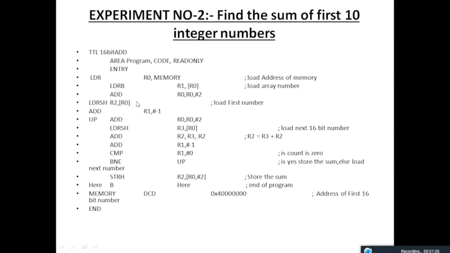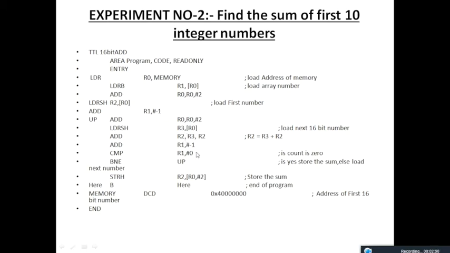Then we are loading the value from R0 to the register R2. Then we are decrementing the count value by 1. Then we update the address by adding an immediate value 2, so that it will be pointing to the next number. Then that is loaded to the register R3. Now the first two values are loaded to the corresponding registers R2 and R3. Now addition is performed between R2 and R3 and the result is moved to the register R2.